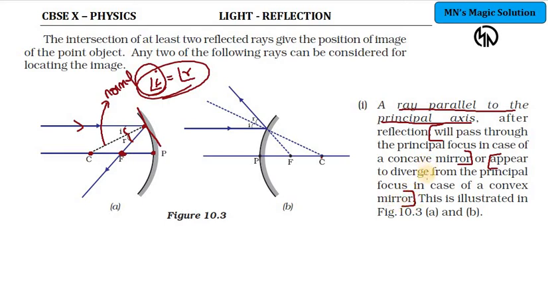These words are very important. It will actually pass through the focus, whereas here in case of convex mirror, it will appear to diverge from the focus.